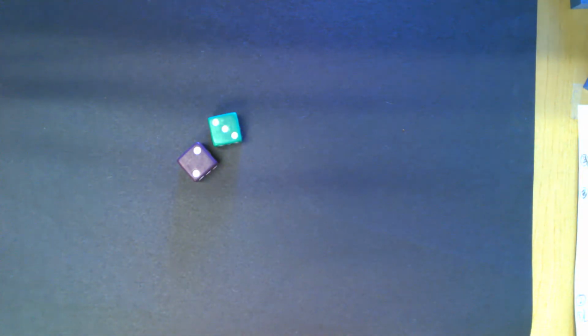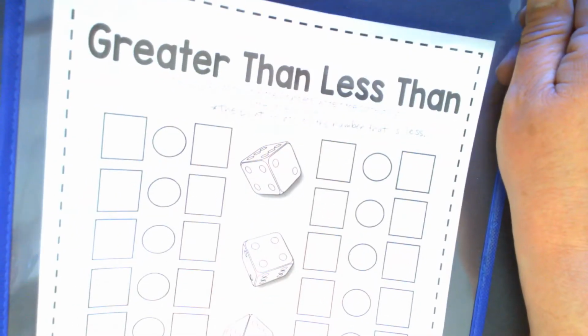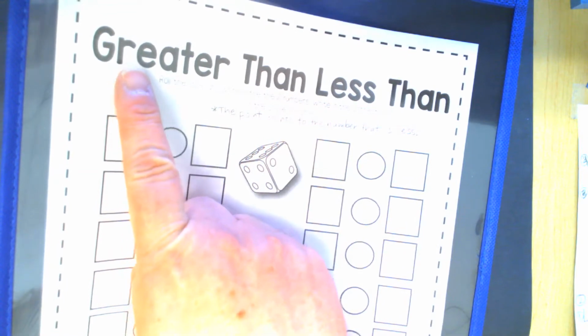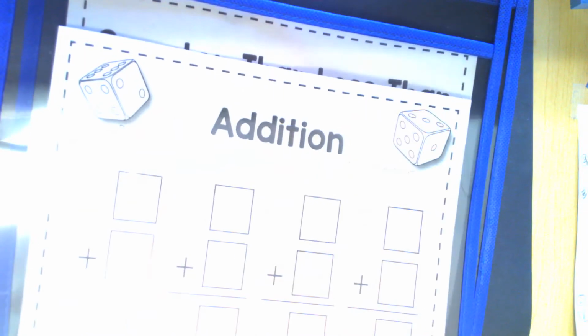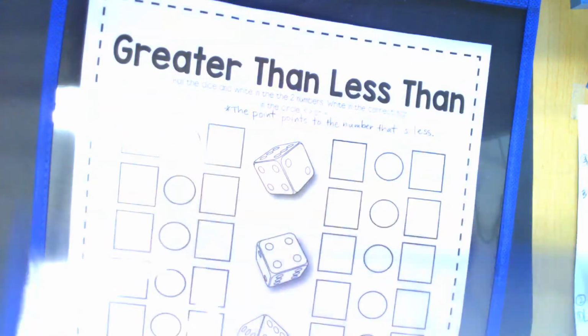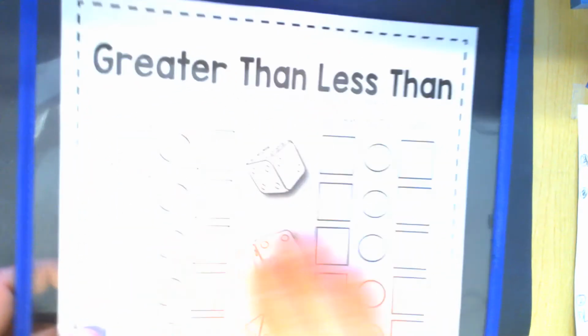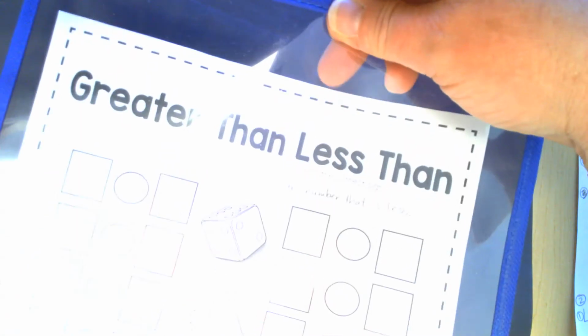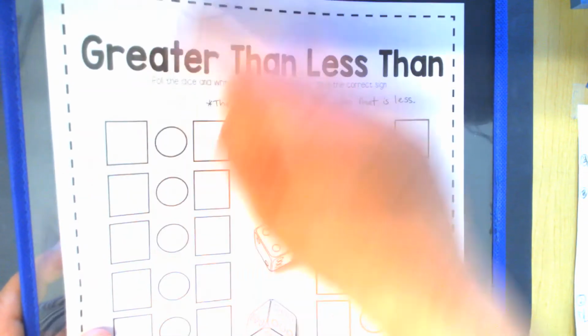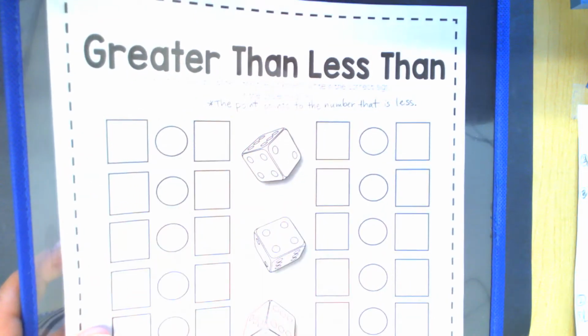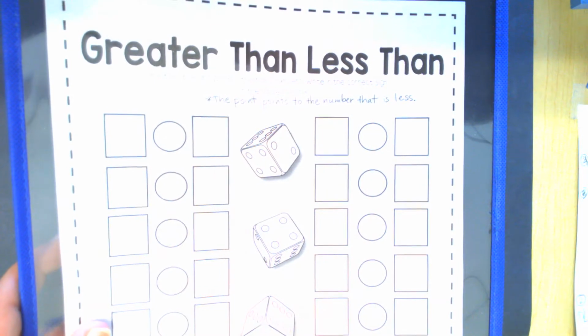Now, the next activity involves using the dice that you have at home. And in your packet, I sent home a couple of dice games that you can play. One of the dice games is called Greater Than, Less Than. And then I also sent home an addition and a subtraction paper for you to try. And what you should do is place that paper inside your dry erase pocket. And that way you can play this game over and over again and not write directly on the paper, but instead write on the dry erase.